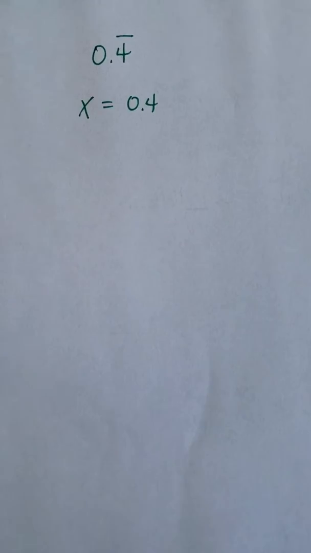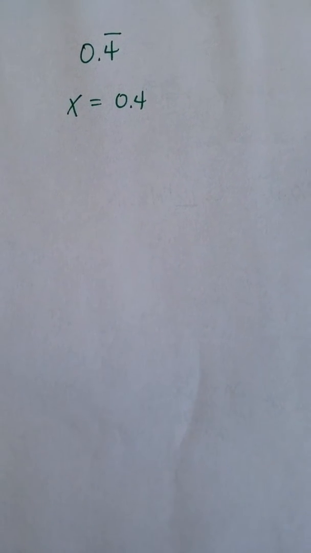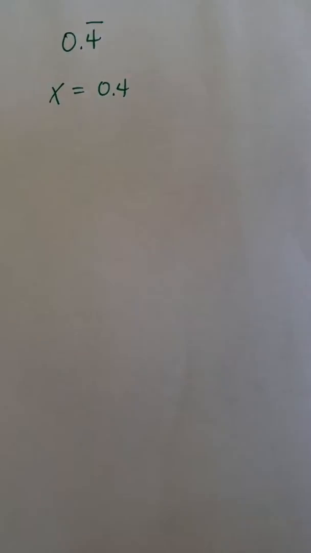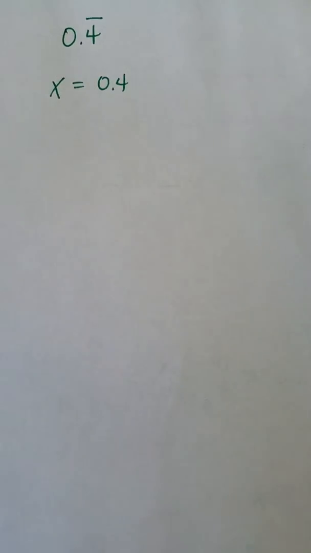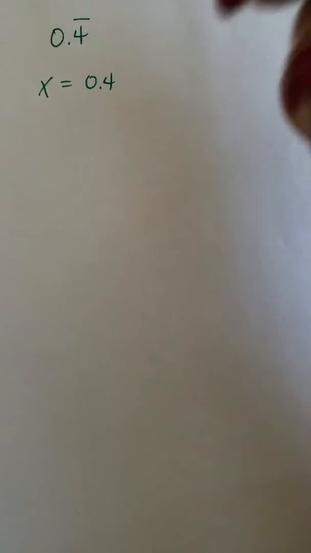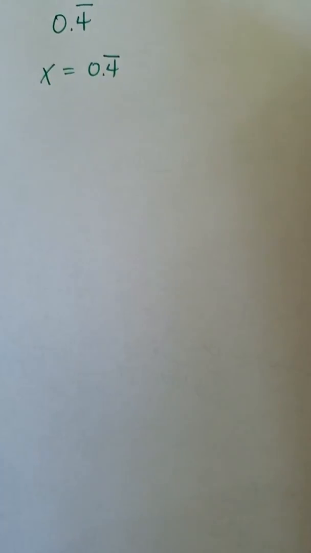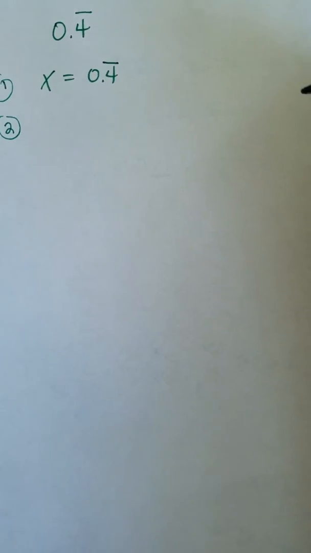Okay, I'm going to go ahead and do a second example, a little bit easier. First step again is to let x equal your decimal. I forgot to put the bar over the top. Second step is to realize how many decimals are going to be repeating.